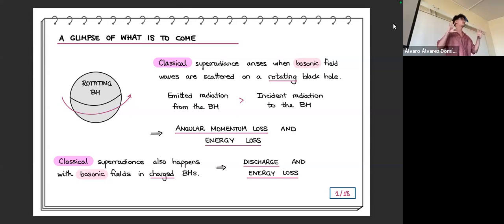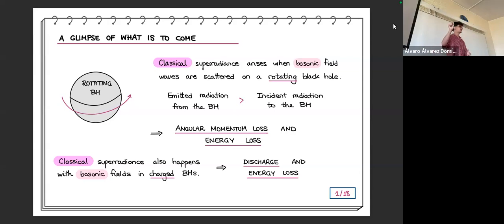First of all, what is classical superradiance? When people talk about classical superradiance, they think about rotating black holes, and everything is classical. If you have some incident bosonic radiation, then you have more emitted radiation from the black hole due to a scattering process. Basically, you have more reflected radiation than the incident radiation that you had initially. This happens with bosonic field waves. We are going to work here with fermionic fields, but let's talk about that later.